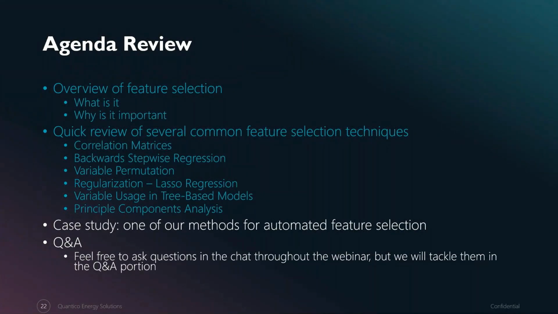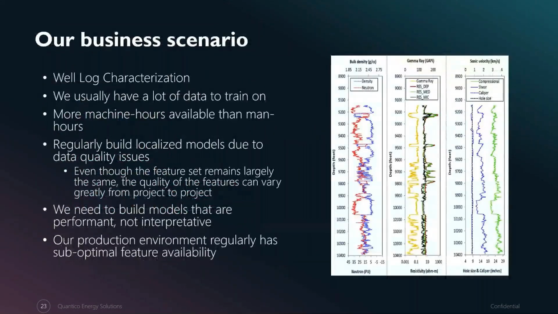So that's a quick review of some common feature selection techniques. Next, I'm going to jump into a case study. This is one of our business scenarios and the automated feature selection technique that we came up with. So this is our business scenario.